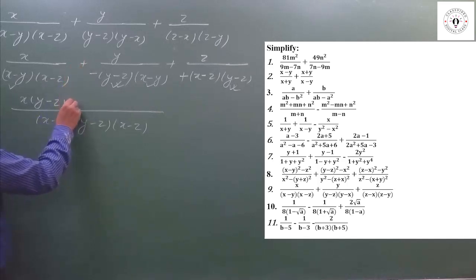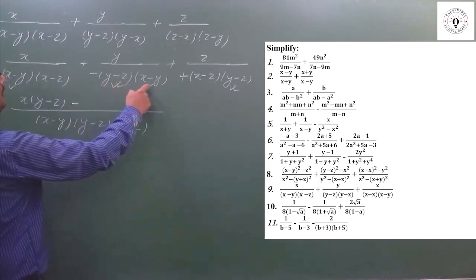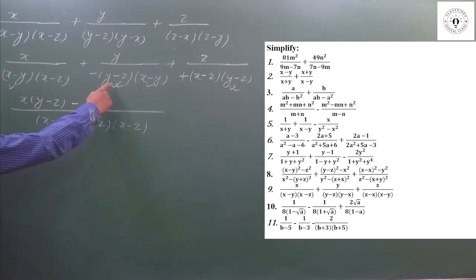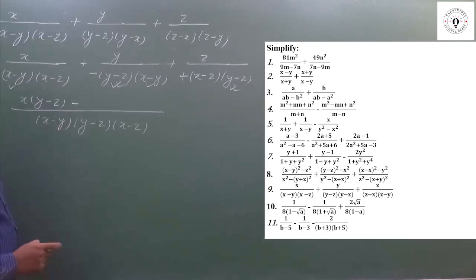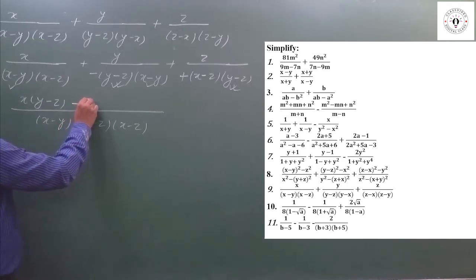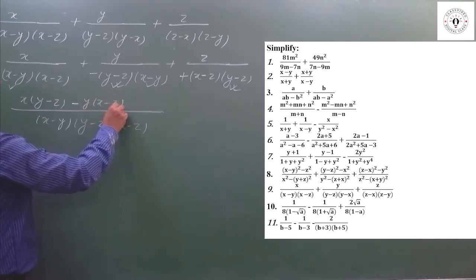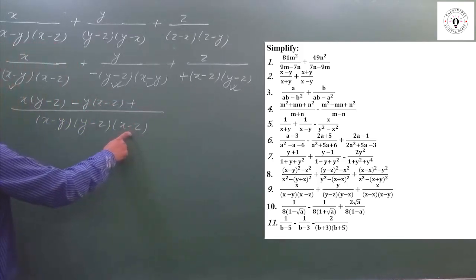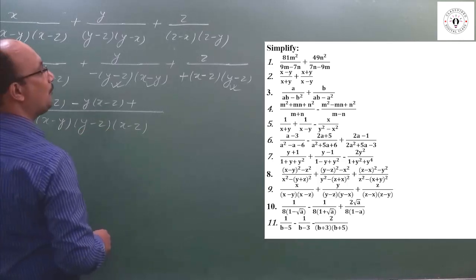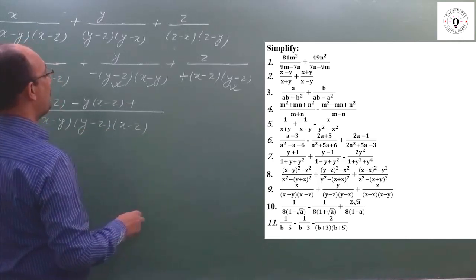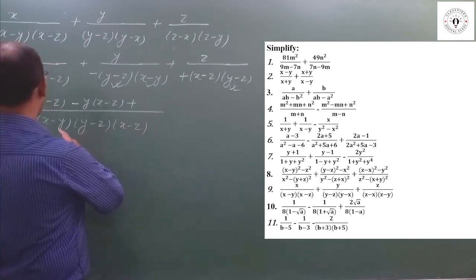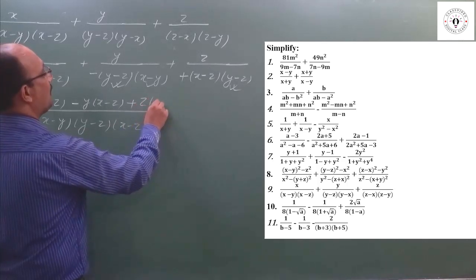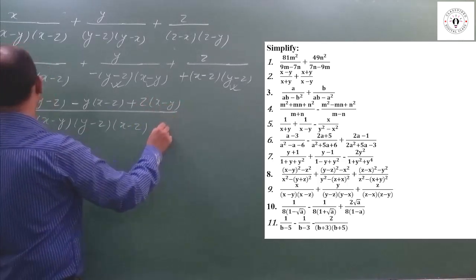Plus minus minus. Which factor is not here from the LCM? Y minus z we have. X minus y also we have. What we don't have? X minus z. So this y should be multiplied by x minus z. Plus, which factor is not here from the LCM? Check here. X minus z you have. Y minus z you have. So which factor is not here? X minus y. So z should be multiplied by x minus y.